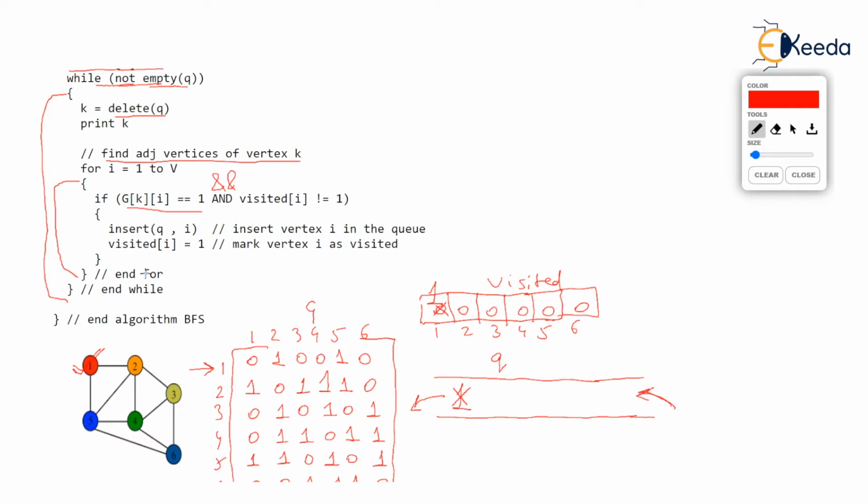But as both conditions are true, we don't directly print it, but we insert that 2. Observe the statement, we insert that I. So I is 2 at the moment, so 2 will get inserted in the queue. And after inserting 2 in the queue, we will immediately mark that second vertex, second element of visited, as 1. I said early in this discussion that we mark a vertex visited immediately when that vertex joins the queue.